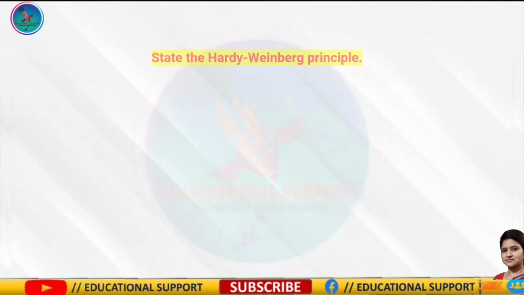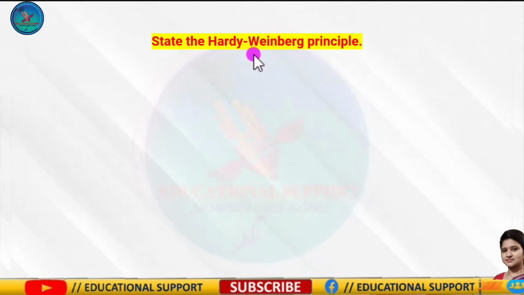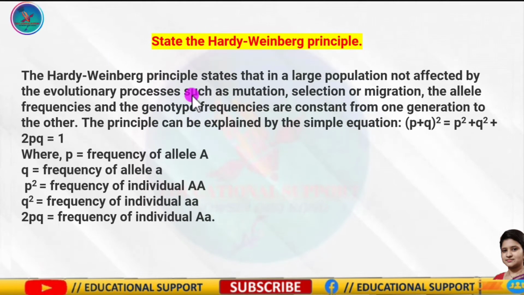Now today I will discuss the Hardy-Weinberg principle. So what is the Hardy-Weinberg principle? The scientists Hardy and Weinberg said that a large population not affected by evolutionary processes, such as mutations, selection, or migration, has allele frequencies and genotype frequencies that are constant from one generation to another.